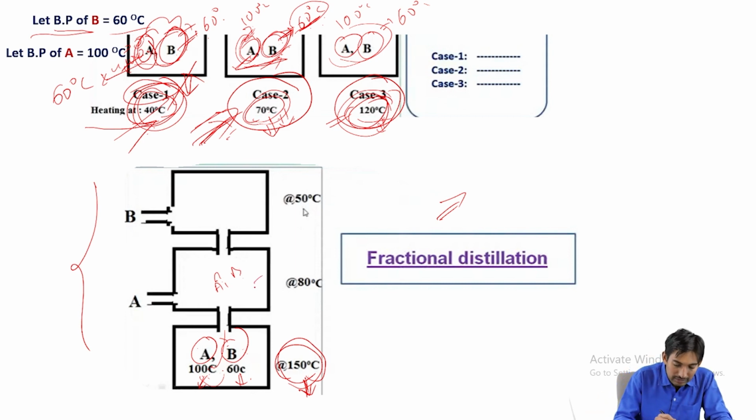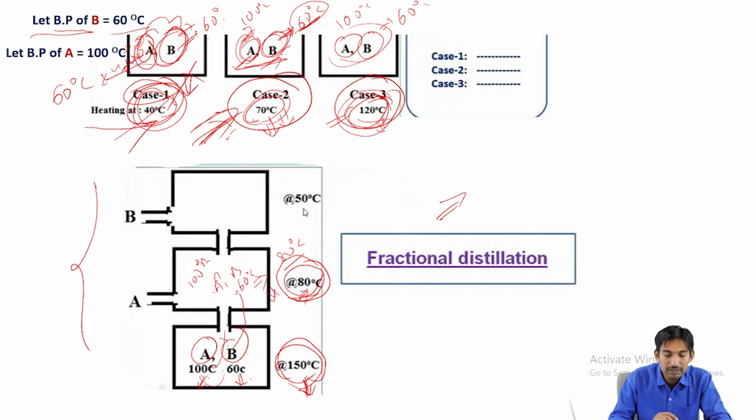In this container we are maintaining a temperature of 80 degrees centigrade. How much temperature are we maintaining? 80 degrees centigrade. See, at 80 degrees centigrade what happens? The boiling point of A is 100 degrees centigrade. The boiling point of B is 60 degrees centigrade. But in this chamber we are maintaining just 80 degrees centigrade. A and B are in vapor form at first, but we are maintaining 80 degrees centigrade in this chamber.